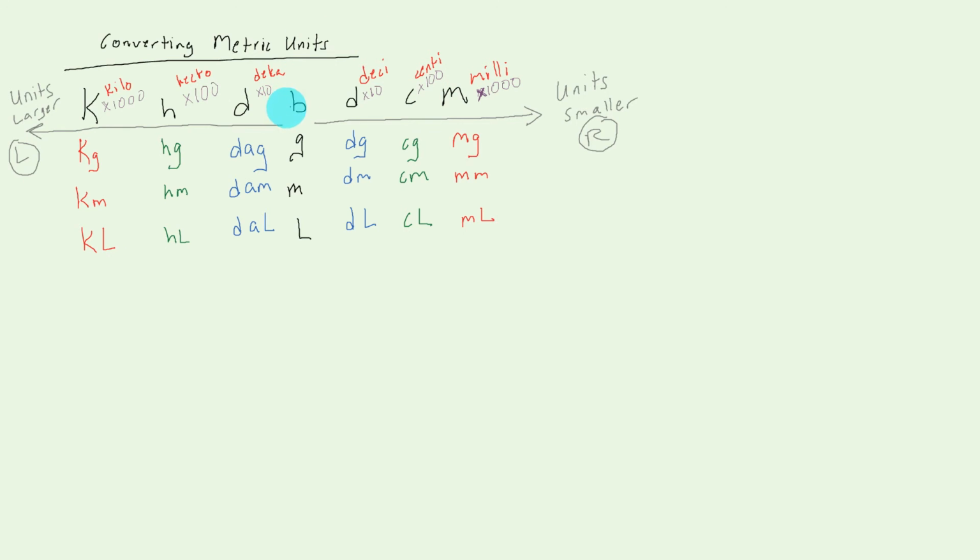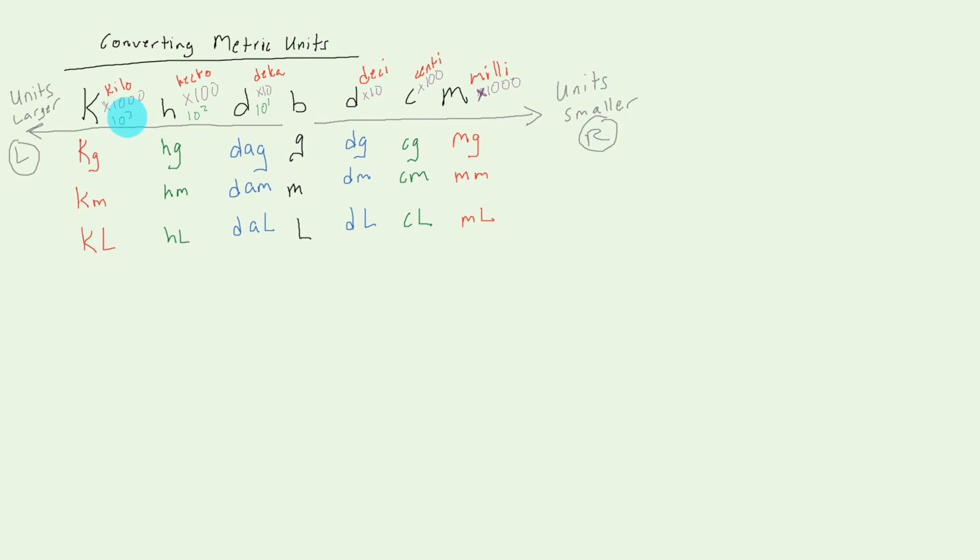Okay, so if the units are increasing in size by multiples of 10 as you move to the left throughout the metric system, let's take another look here. Deca is 10 times larger than the base set of units. That's 10 to the first power. Hecto, 100 times larger, is 10 to the second power. And kilo, 1,000 times larger, is 10 to the third power.